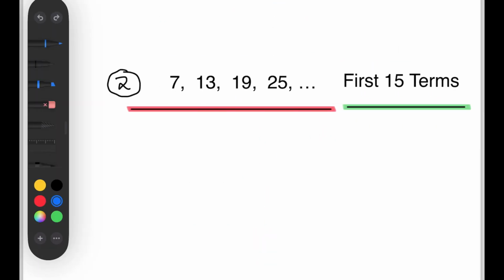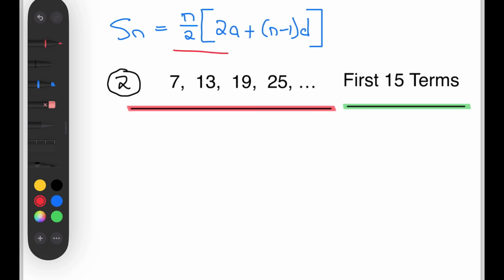Secondly, we have 7, 13, 19, and 25. Now we're going to use this formula over here. The reason I'm using this formula instead of the other shorter one is because we do not know what our last term is, meaning our L is unknown. So in this case, we have our N, which is 15, because they want the first 15 terms. We have our A, which is 7. And finally, we have our D, which is simply the common difference.